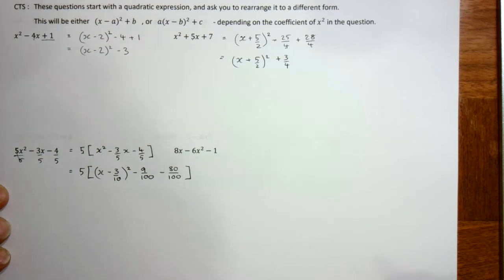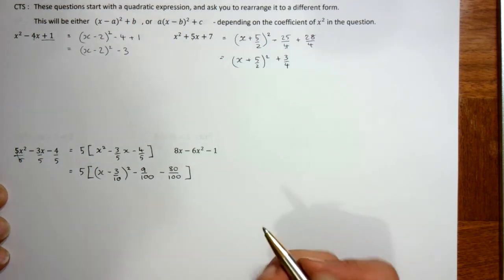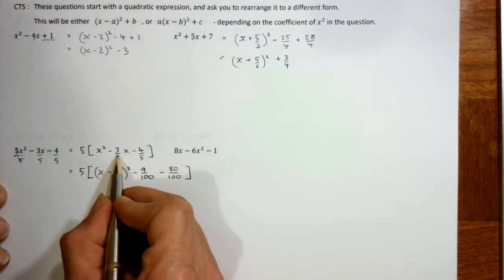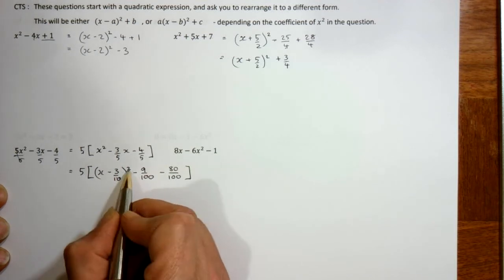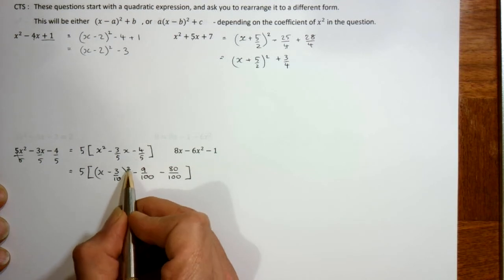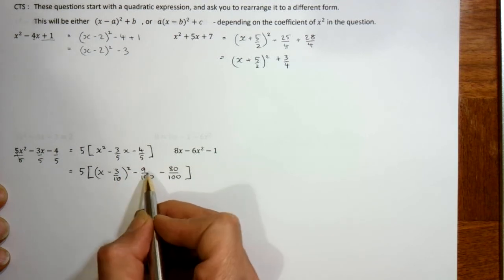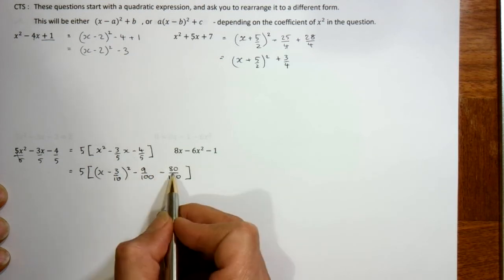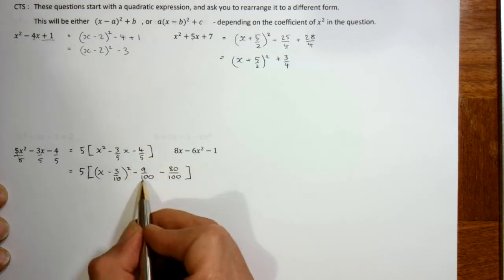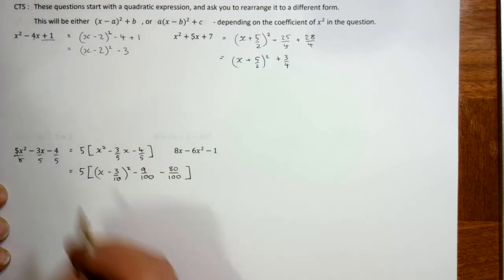Again, we've done 6 parts, 6 different little processes. First one, halve that number. Second one, put it inside the bracket with x. Third one is square it, square the bracket. Fourth one is to take away the number, this fraction squared. And the 6th thing is to turn that fraction into the same denominator as this one.